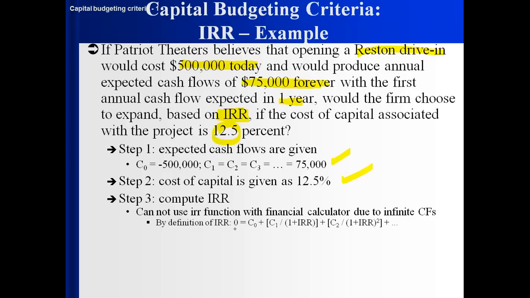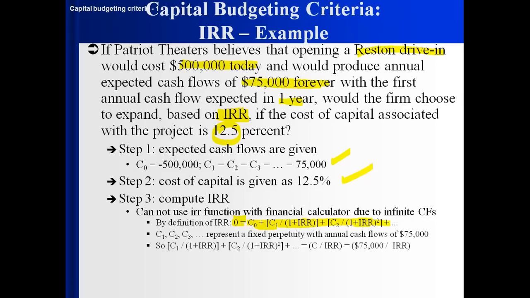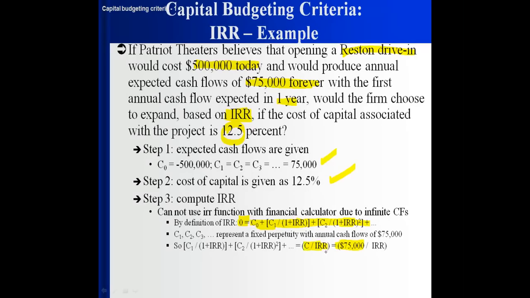Remember that by definition, IRR is the discount rate such that the present value of all the expected cash flows is equal to 0. Well, in this case, we know that C0 is equal to negative 500,000, and we recognize that C1, C2, C3, C4 forever is a fixed perpetuity. First cash flow in 1 year, it stays constant forever. So we know that the present value of C1, C2, C3, C4 forever is just C over the IRR. C over IRR is equal to 75,000 over IRR.